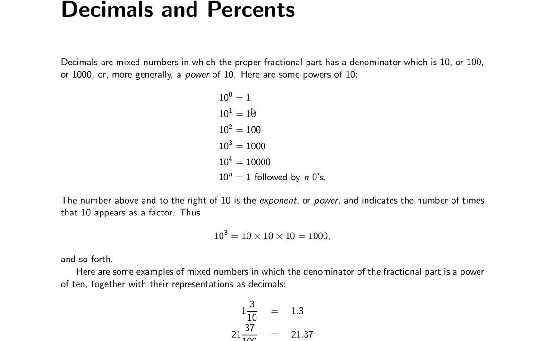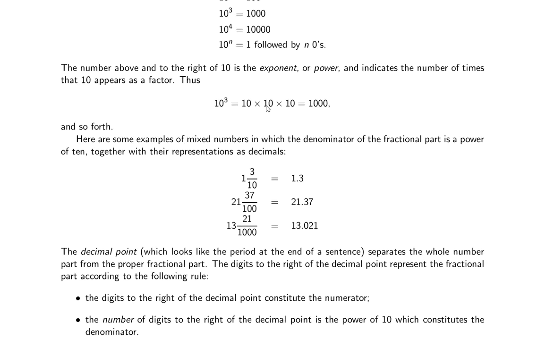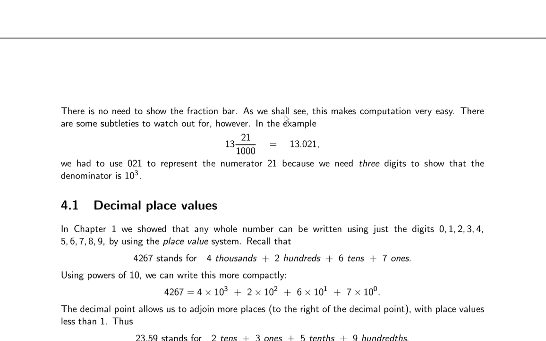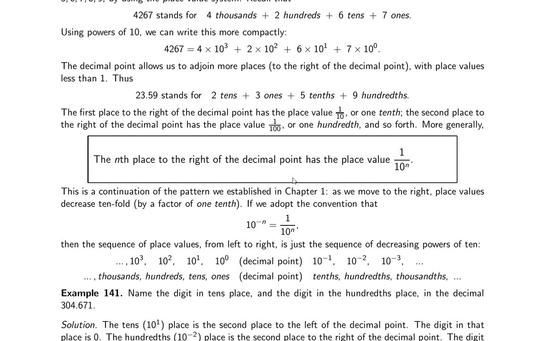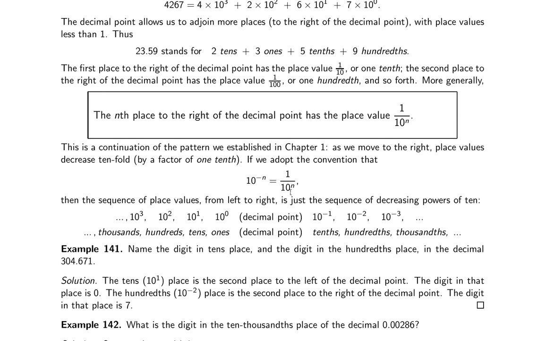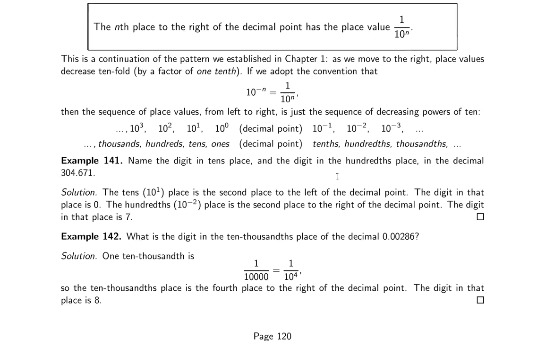All right, chapter 4, powers of 10. This is the formula I was mentioning. So negative powers mean reciprocals. We have positive powers of 10 on the left, then the decimal point, then negative powers of 10, those reciprocals, on the right.